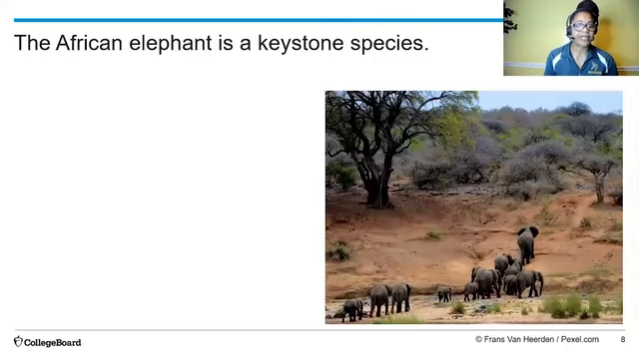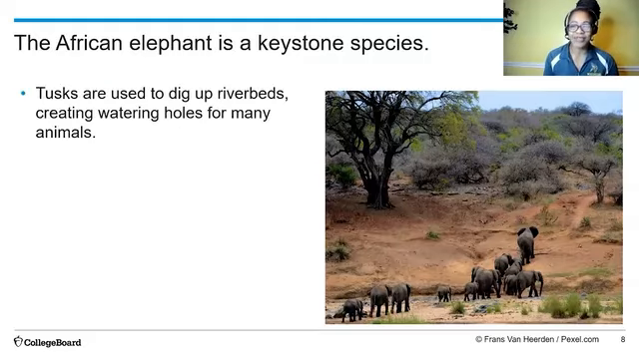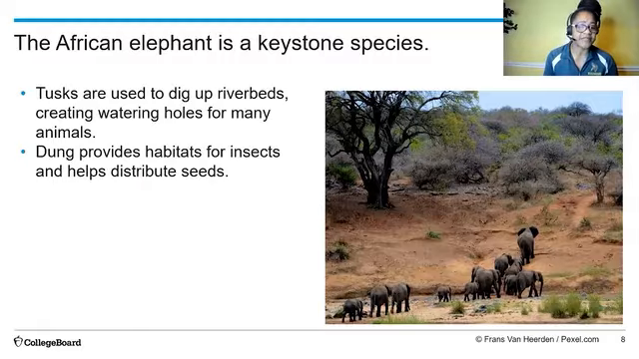Let's look at an example. An African elephant is a keystone species, and most people don't know that about the African elephant. How so do they represent a keystone species? Their tusks are used to dig up riverbeds. They create watering holes for many different animals. And if you know anything about the African savanna, you know that water is a premium. So providing holes in the ground where water can collect is a very important aspect of that community for all sorts of different organisms that live there.